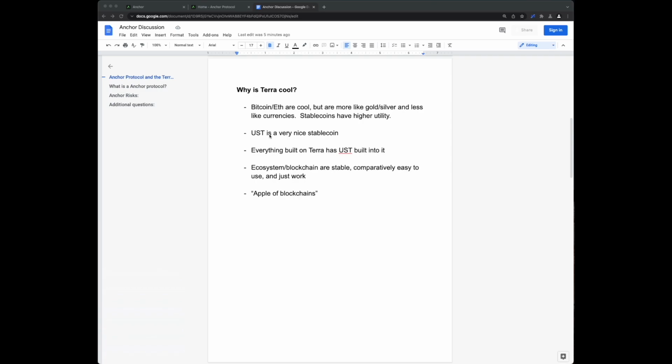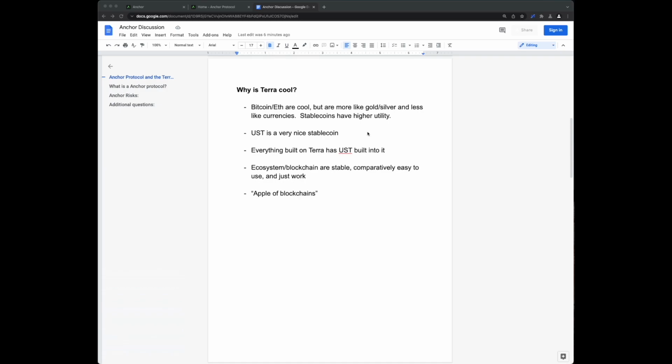Now, UST in particular is a very nice stablecoin. There are a lot of stablecoins out there now. There are some of the original ones like USDT, which is also called Tether, and then USDC is another big one, and DAI. Each of those has some pluses and minuses, but the biggest difference between those and UST is that UST is fully decentralized. With each of those, you have to trust some company or organization to verify that one USDT or one USDC is going to equal $1.